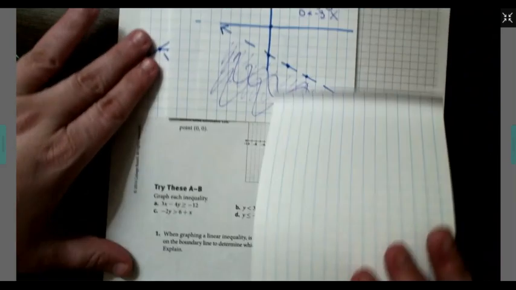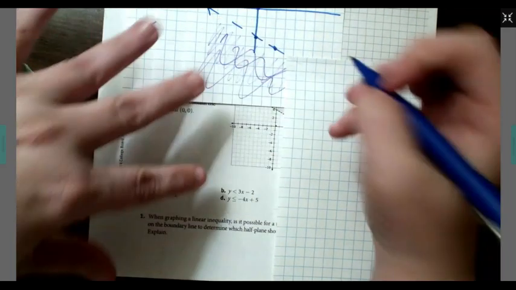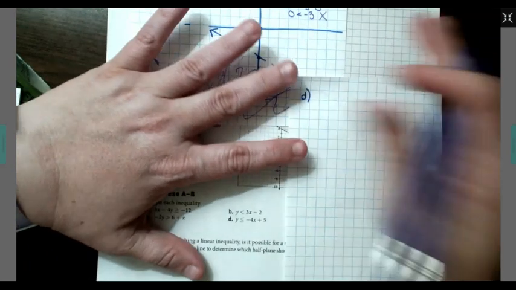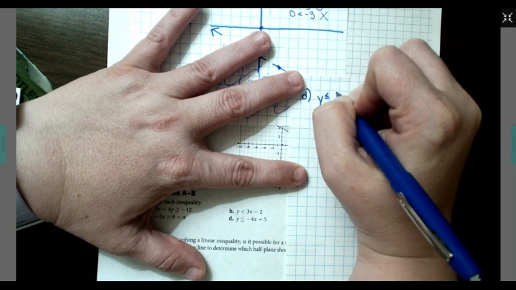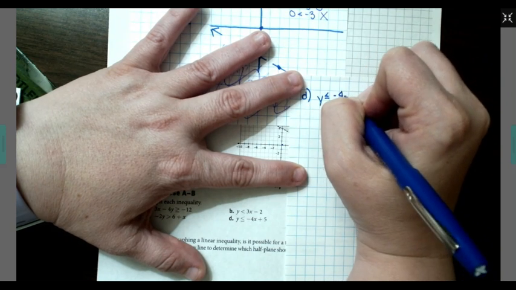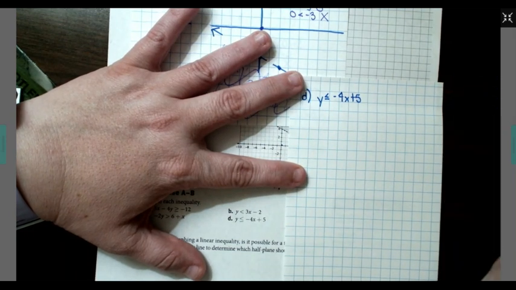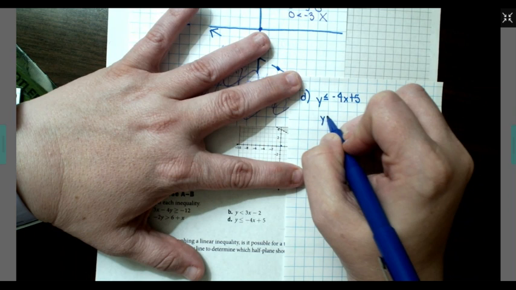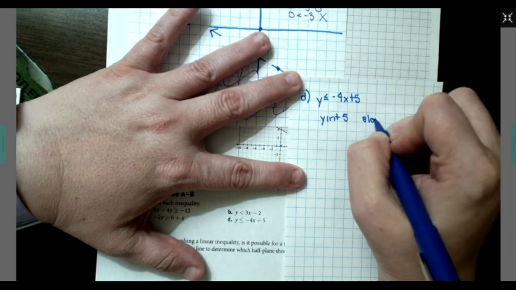All right, let's look at D, and then we can move on to number 1, and wrap this section up. Let's take a look. Y less than or equal to negative 4x plus 5. Well, this is already in slope-intercept form, so let's just identify what we've got. Our y-intercept is 5. Our slope is negative 4.